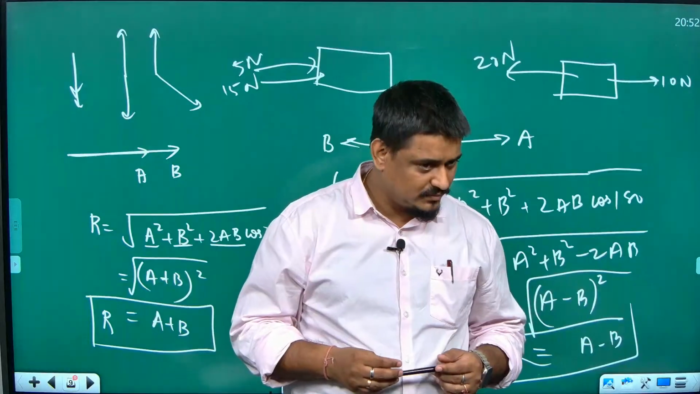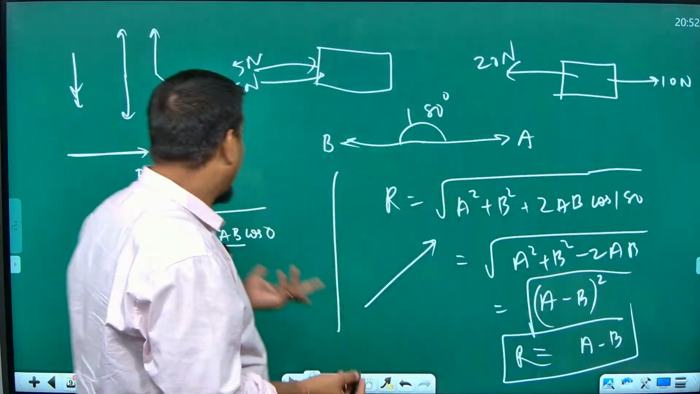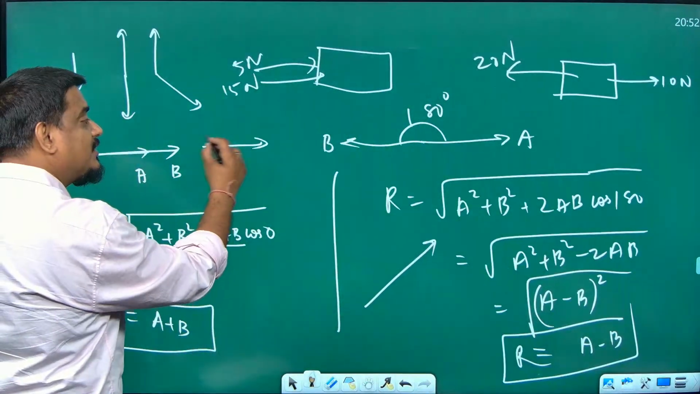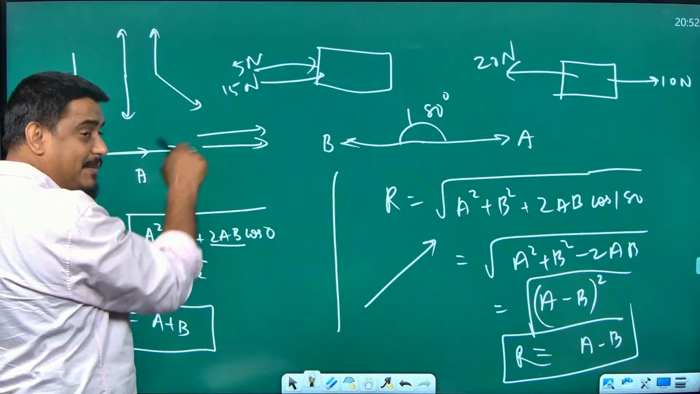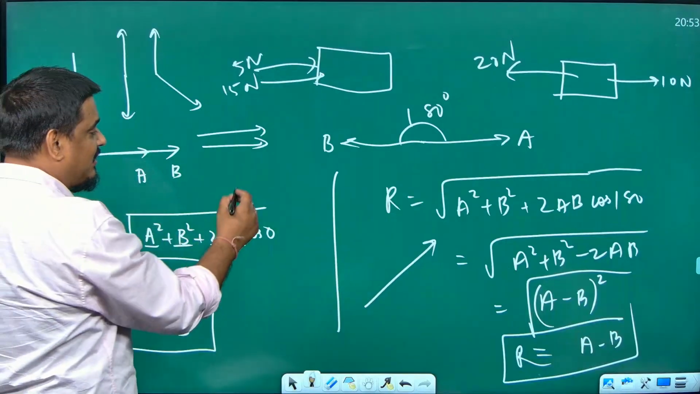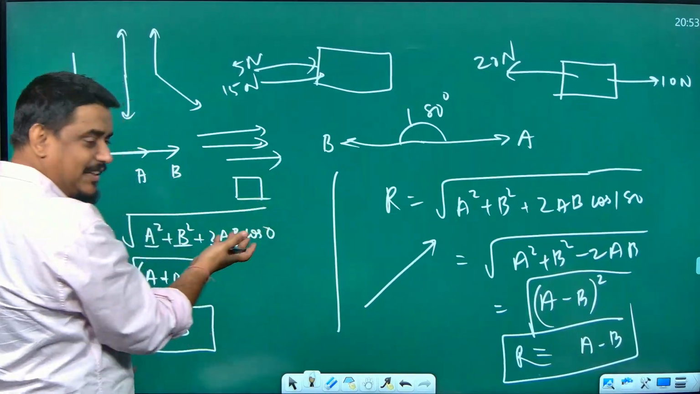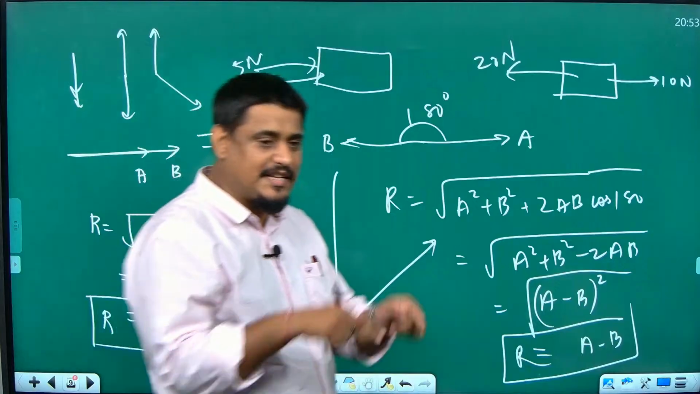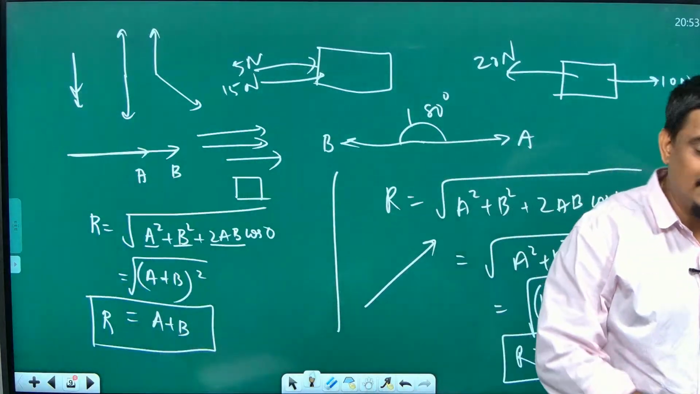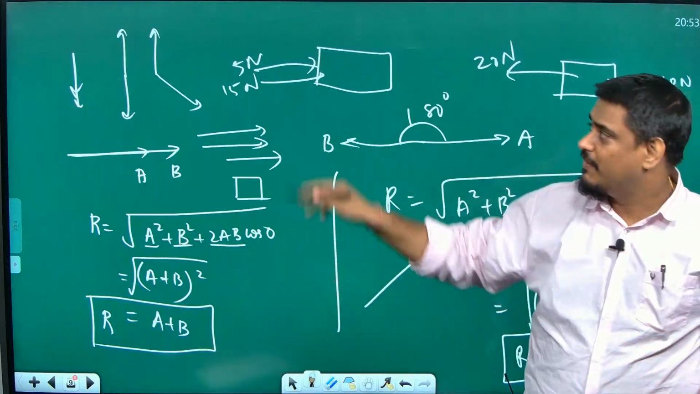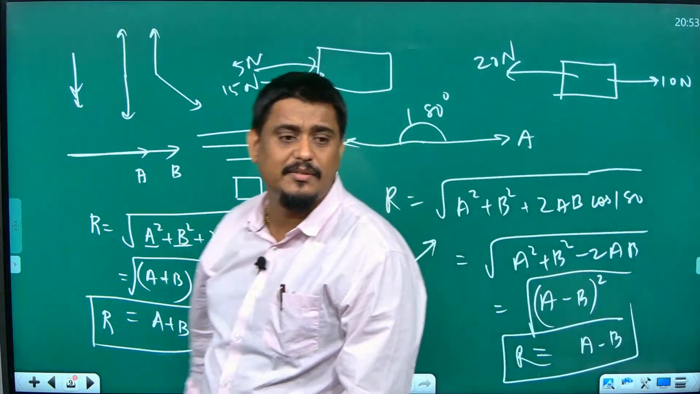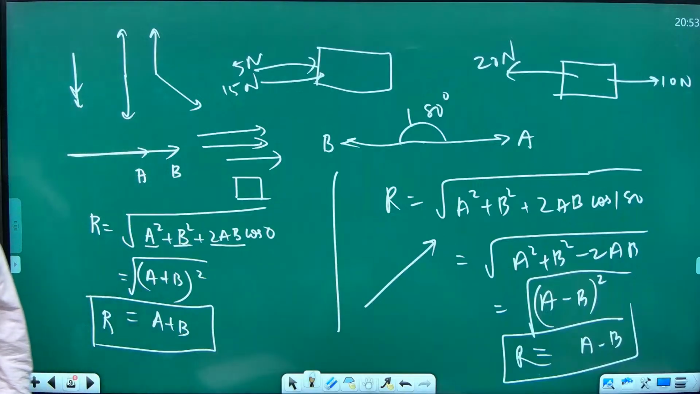If the two vectors are parallel, parallel means what? What is the angle between them? 0. Once again, it will be a plus b only. But once again, they should be acting on the same body. It is not like the object is here and the force is acting in some other place, which will not affect this body. If it is acting on the same body, then we can add them. Like I told in the question, 5 Newton, 15 Newton, they are parallel only. By acting on the same body, we can add them because the angle between them is 0 degree. I hope you have got my point.